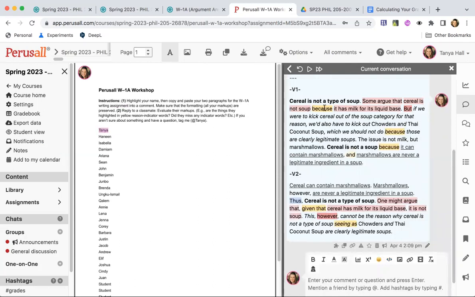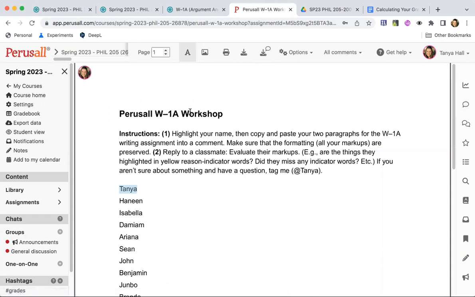Is this actually a premise indicator word? Did someone miss a premise indicator word? Just notice the components of the argument, including the indicator words used, and see if that person annotated or marked up their own writing correctly. The replies can be very short. Just weigh in. Do you think the person did it correctly? So that's what a Perusall workshop activity will look like. Okay, that covers week 1.